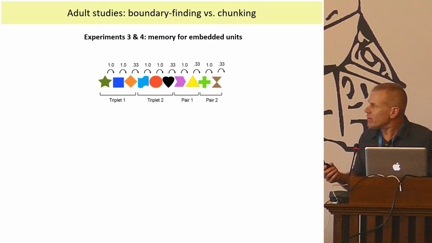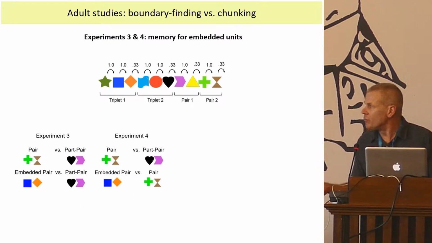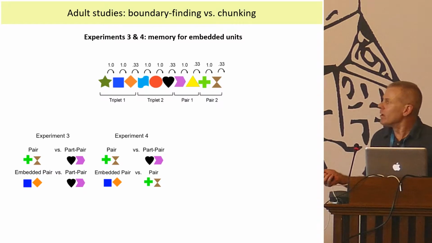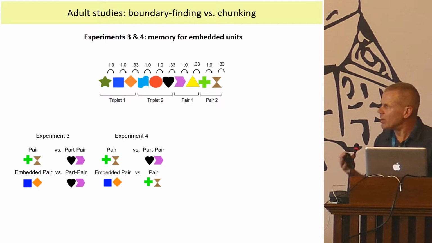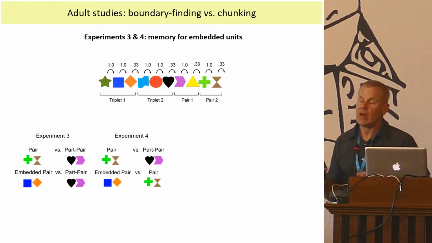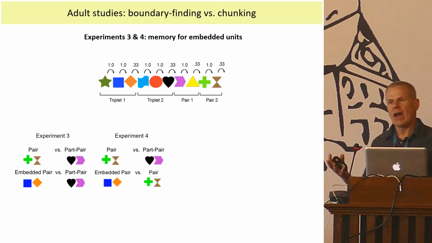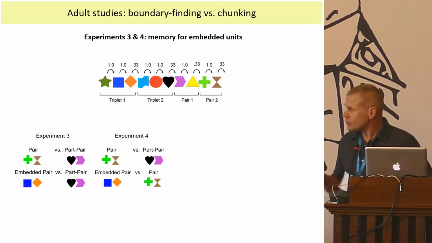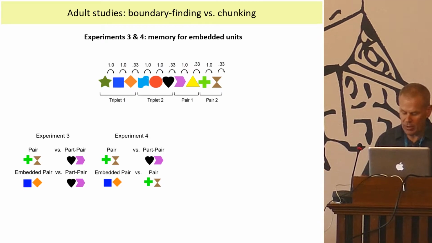So in these 2 experiments, we asked adults to compare real pairs versus part pairs, or embedded pairs. An embedded pair is actually part of a triplet chunk, versus a part pair. So if you represent the triplets as a chunk, you might lose the ability to recognize an embedded pair. An analogy might be if you know the word elephant, you don't really have a representation of elef. Okay, so in the 4th experiment, we asked adults to compare pairs and part pairs and also embedded pairs versus pairs. And here's what we found.